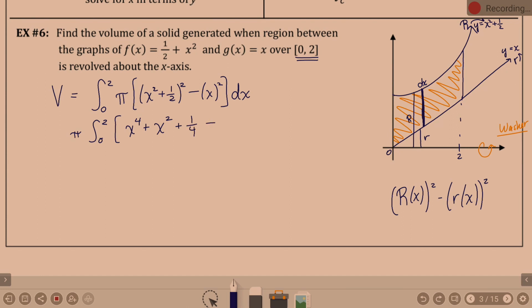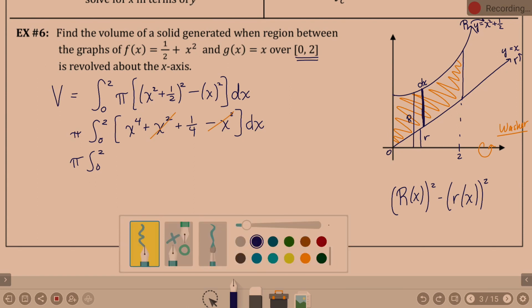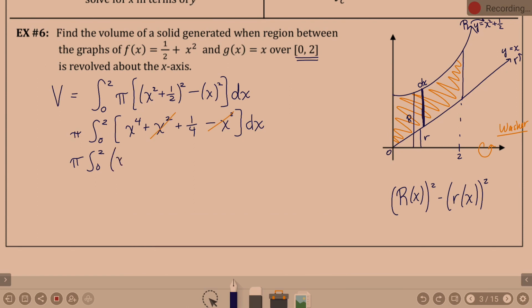Minus, what else do we still have over here? X squared from little r. Write out the FOIL if you need to, folks. I could tell that one was a little rough. Now, if I go ahead and one more time clean up, what can I clean up? The x squareds can cancel themselves out. Means I am only integrating two terms, right? X to the fourth plus a fourth, dx.